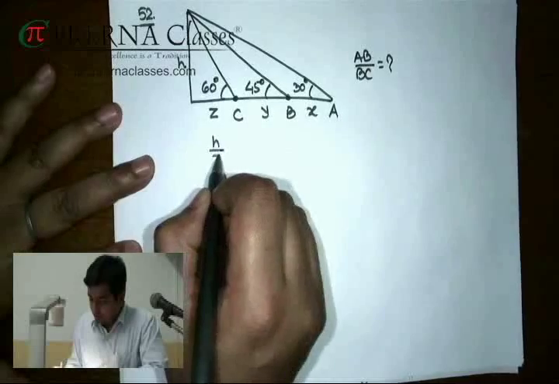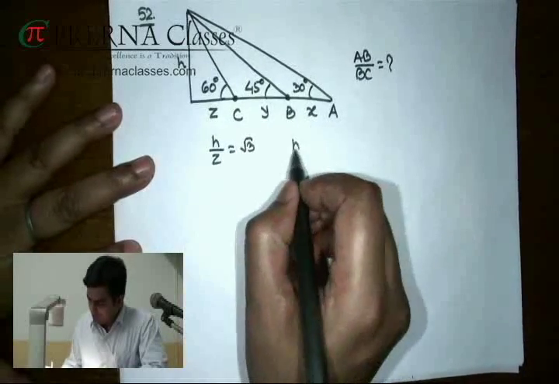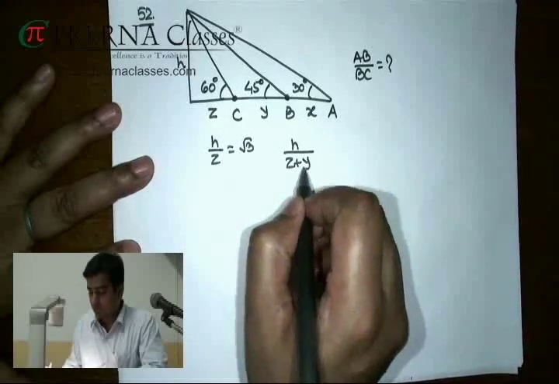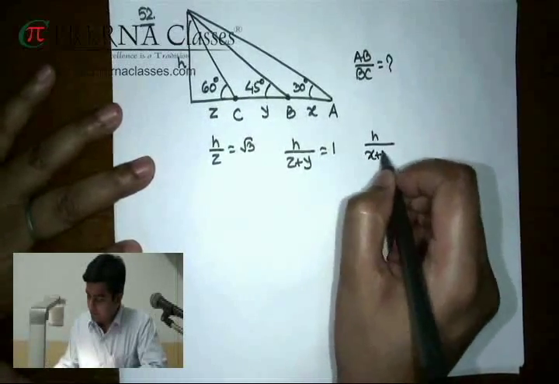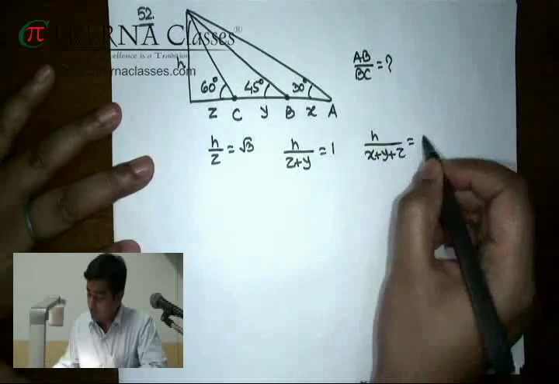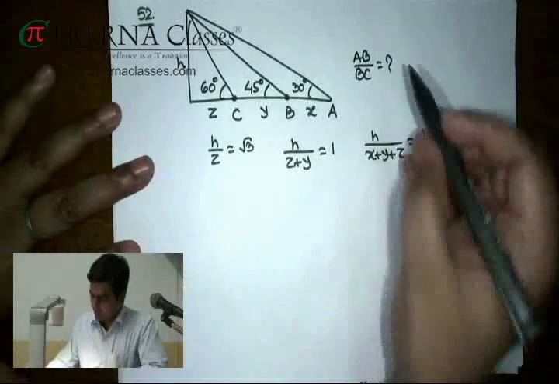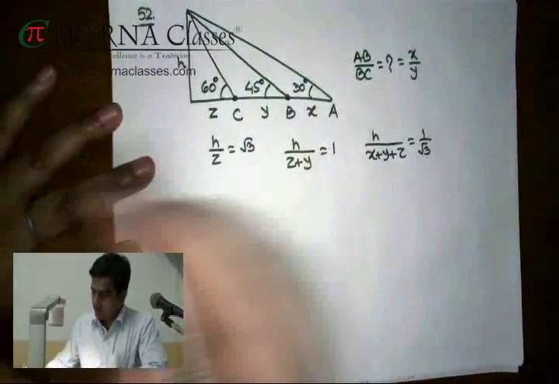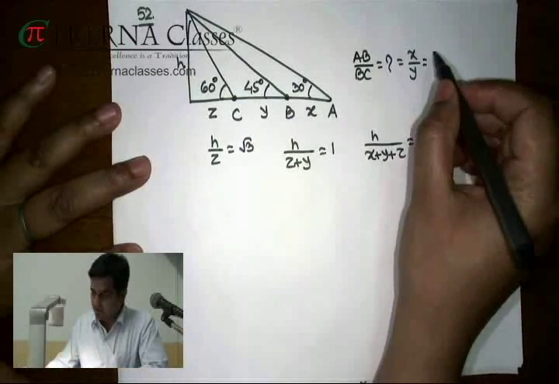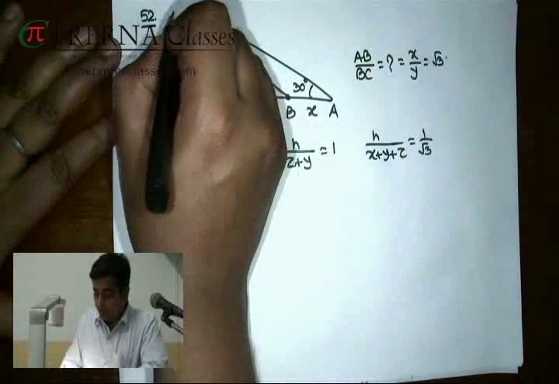Clearly h by z is going to be equal to root 3. h by z plus y is going to be equal to 1, and then h by x plus y plus z is going to be equal to 1 by root 3. Using which you have to simply figure out x by y value here. You can eliminate z out of it. Once you eliminate it, you will find that that is going to match with root 3, and which is matching with the option 4 of that problem.